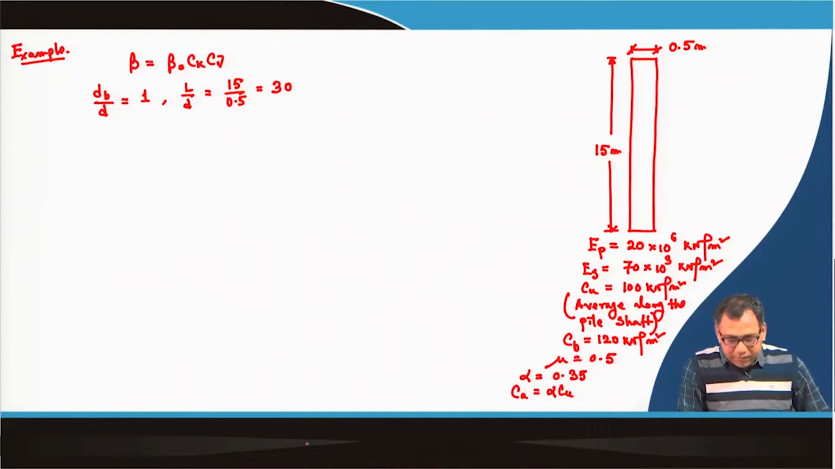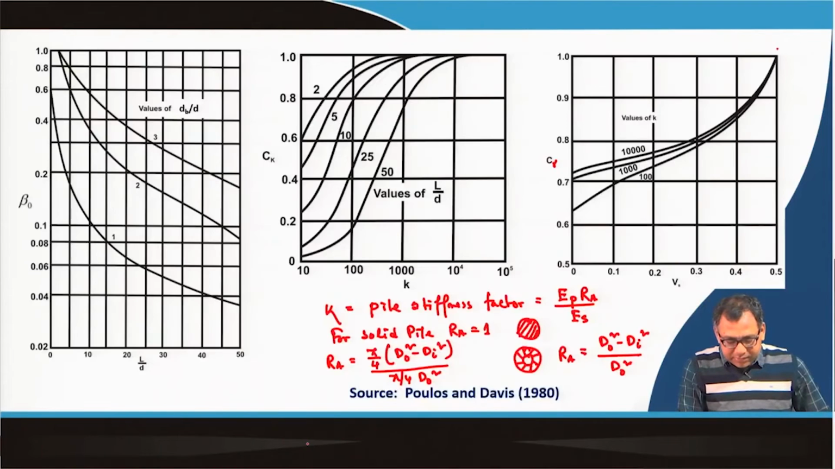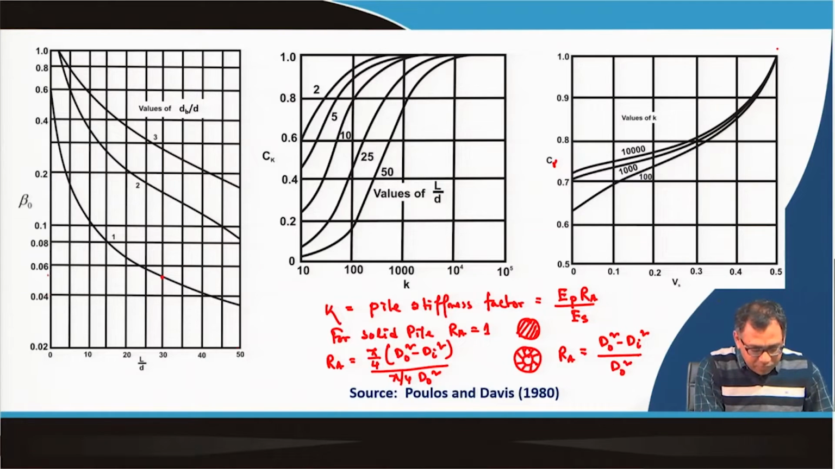Okay. So, now if I go to that chart, L by D is equal to 30 and dB by B is equal to 1. So, this is 31, this is the value. So, beta 0 value will be 0.05. So, this is 0.04, 0.05, 0.06.